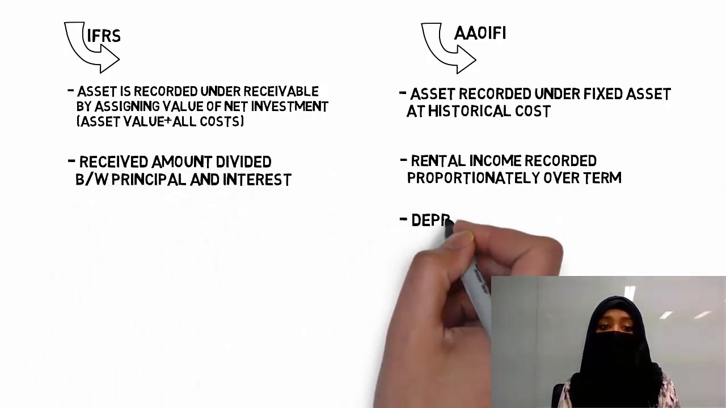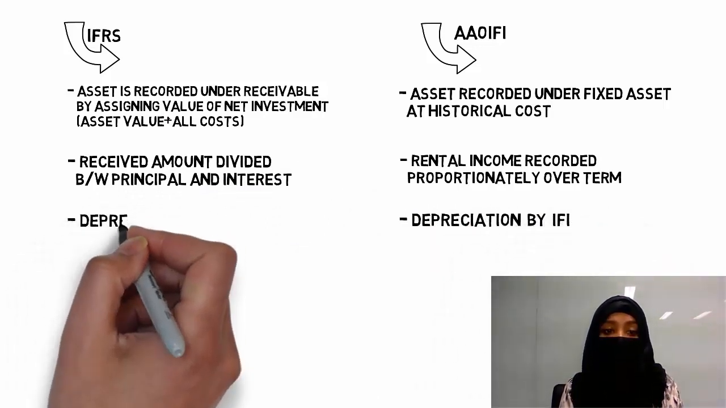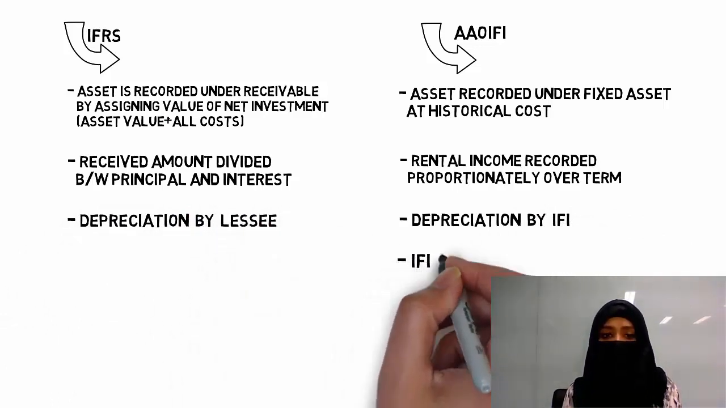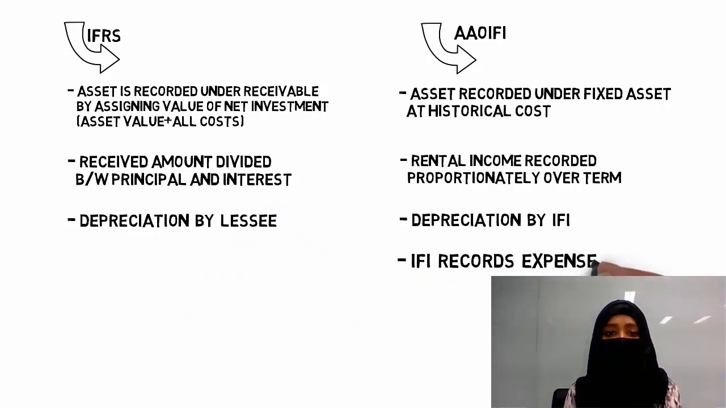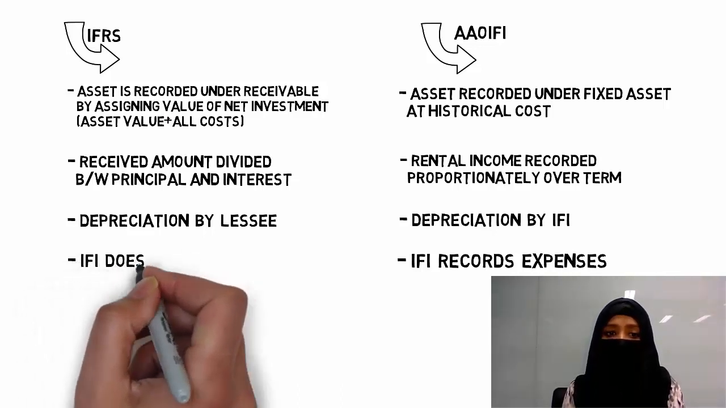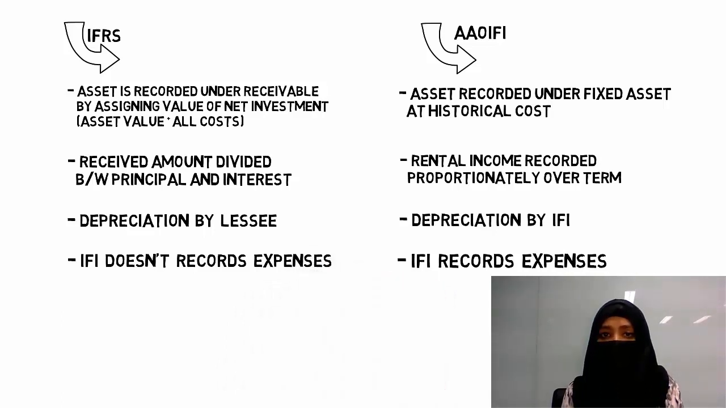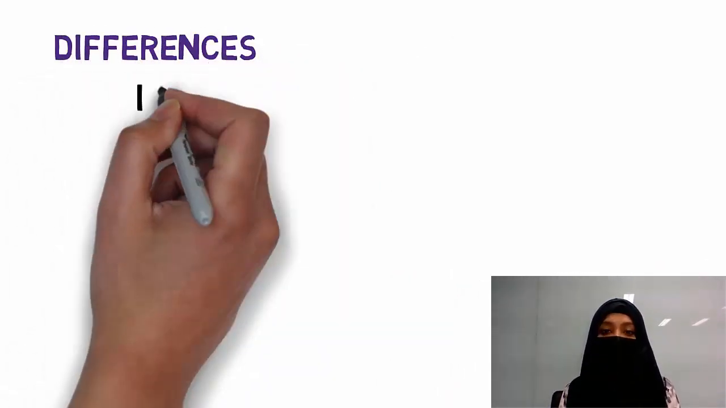In AAOIFI, the depreciation is charged by the IFI, while in IFRS, depreciation is charged by the lessee. And under the AAOIFI regime, whenever there are any expenses such as takaful or road tax or provisions for repairing and taxes, they are all charged to the IFI. But in IFRS, since the IFI is not liable for any repair and maintenance, the IFI does not record it.